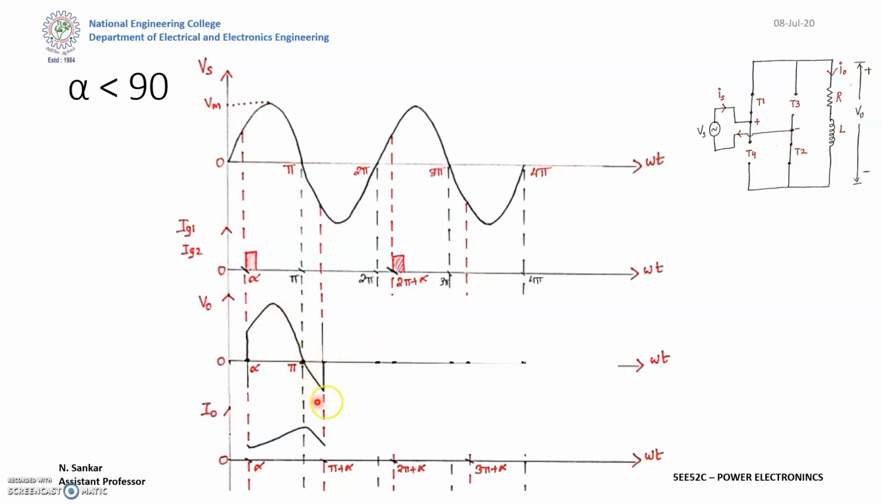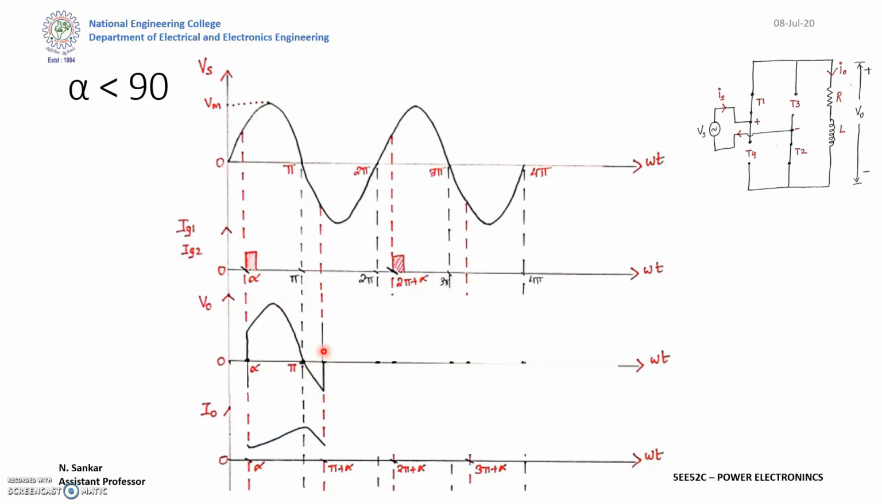If you are having a pure resistive load, there won't be any negative spikes or negative voltage in the output waveform. Since we are having the inductive load, the current is gradually flowing through T1 and T2, which results in a negative voltage across the load. So that is this point.